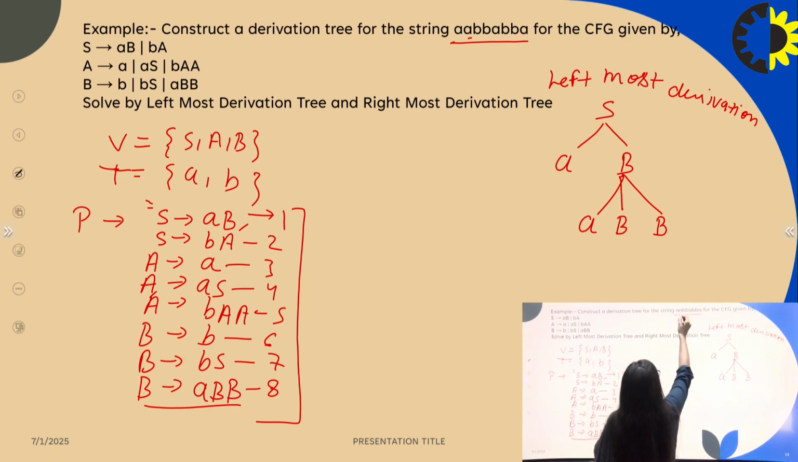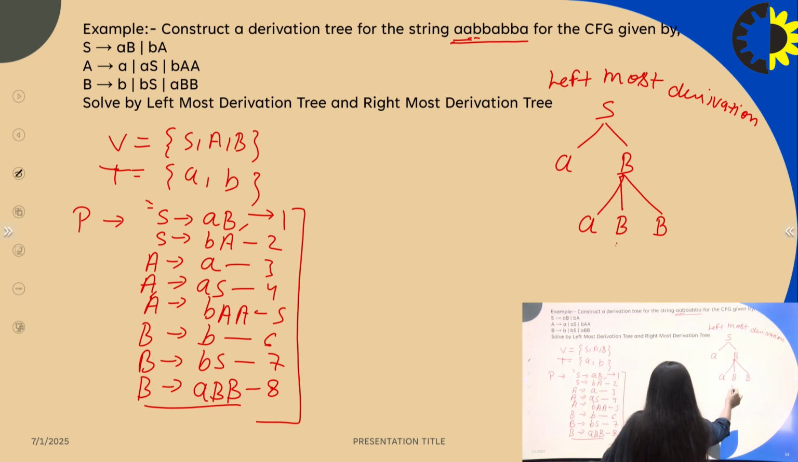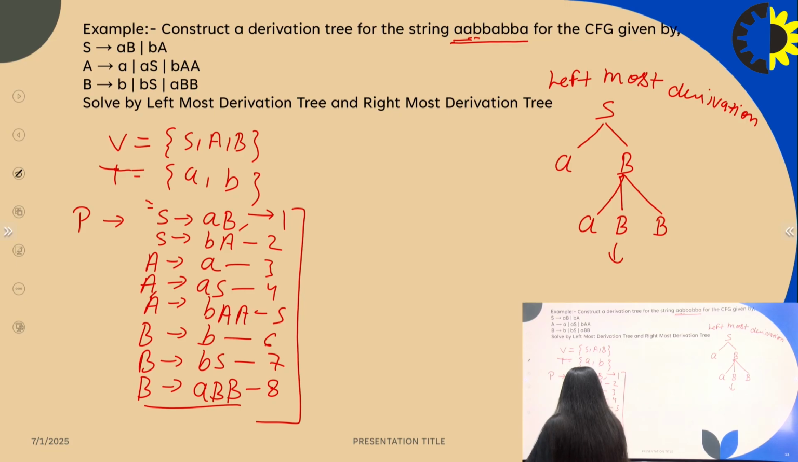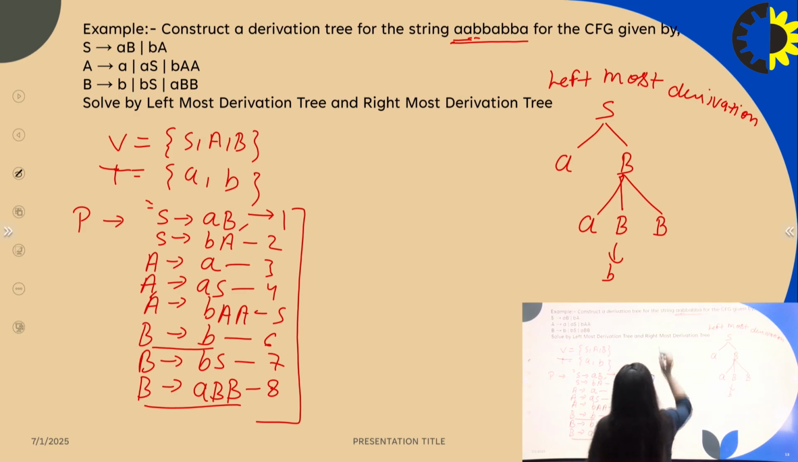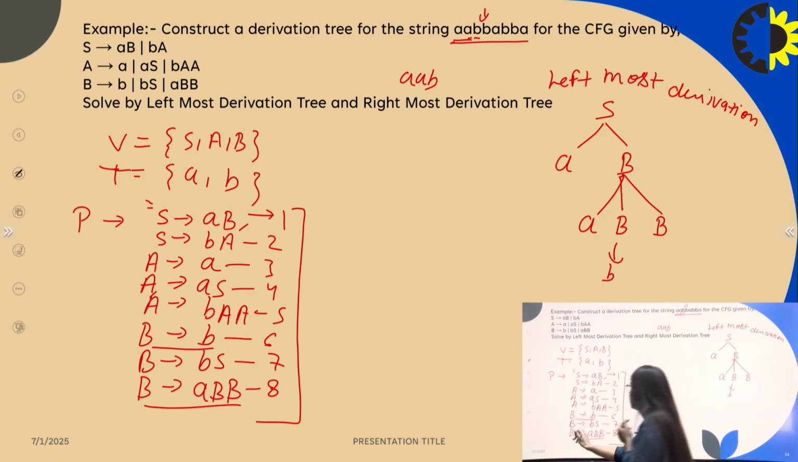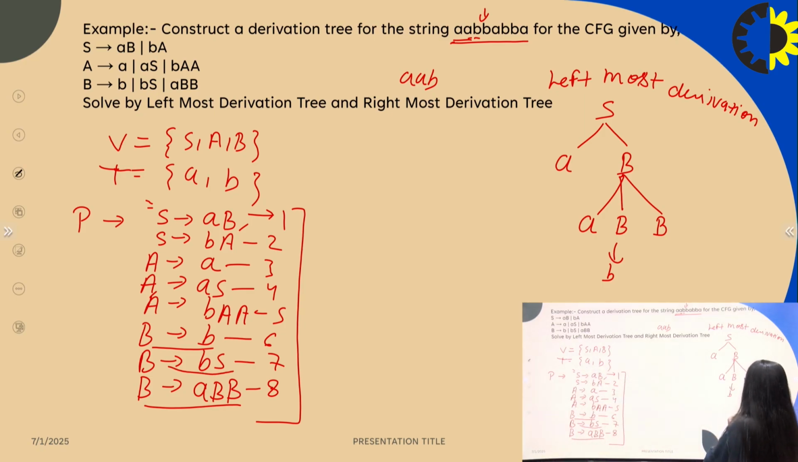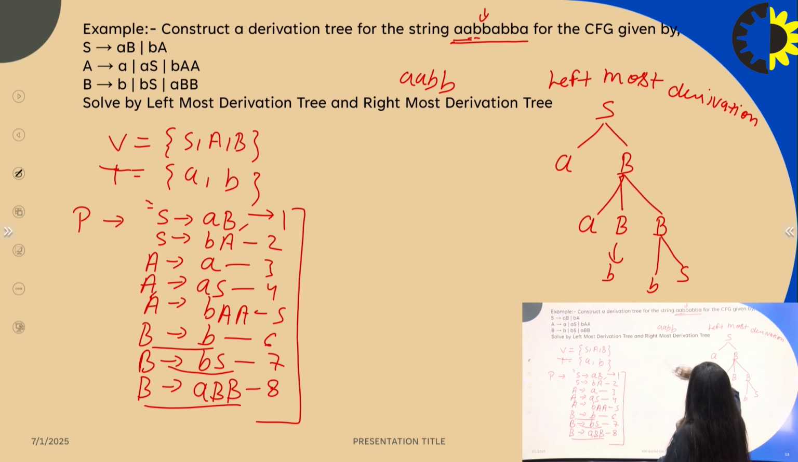Now we find 2 symbols, small a, small b. Now we want B, then B replaced into B. We have found 3 symbols, small a, and small b. Now we want this B. So B produce BS. Now we find the B. Now we want A.